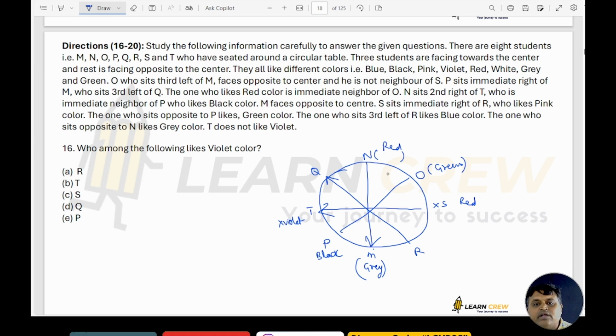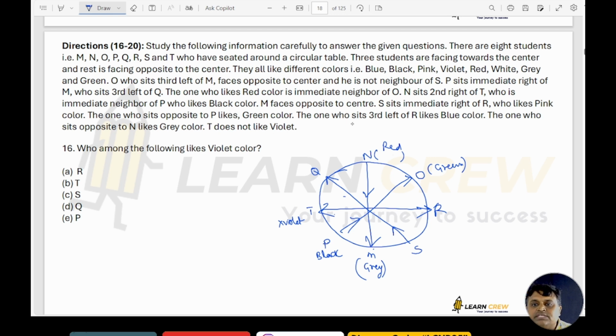S6 immediate right of R means, as you can already see, he is facing outside. S6 immediate right of R means it is like this. So R is facing outward. So now 1, 2, 3, 4 and 5, these are facing outward. So N and S and P are facing inward.